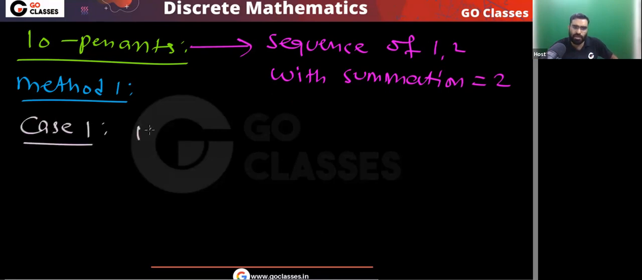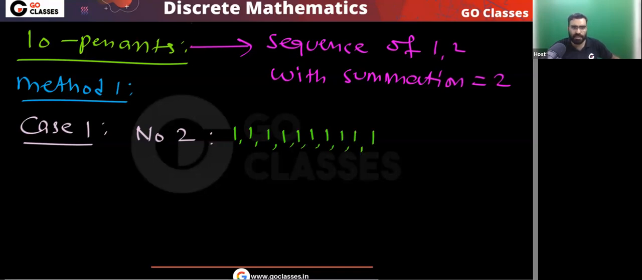In case 1, you are using no 2. If you are using no 2, it simply means you are using all the ones. 1, 2, 3, 4, 5. So you are using all the ones.